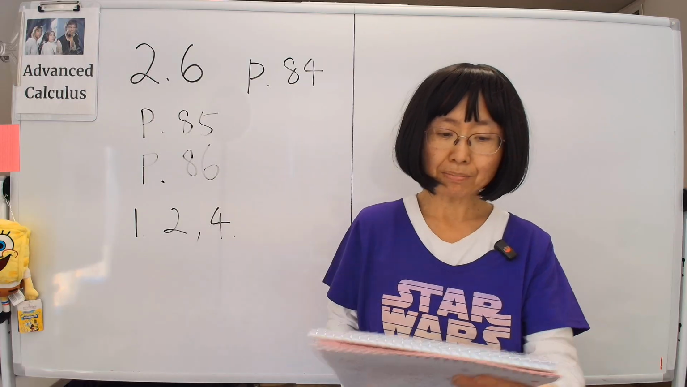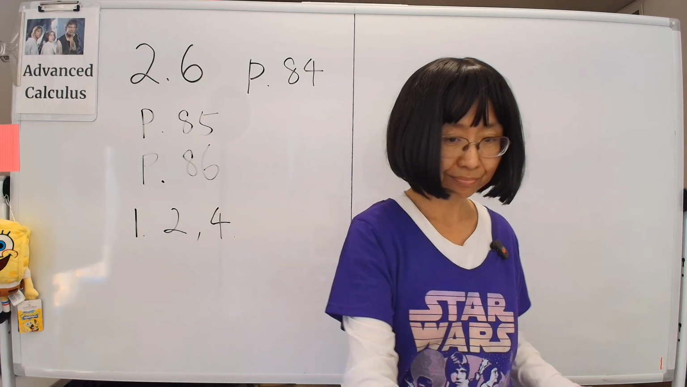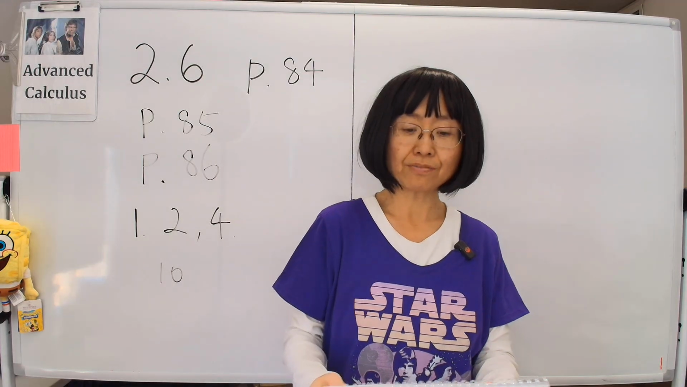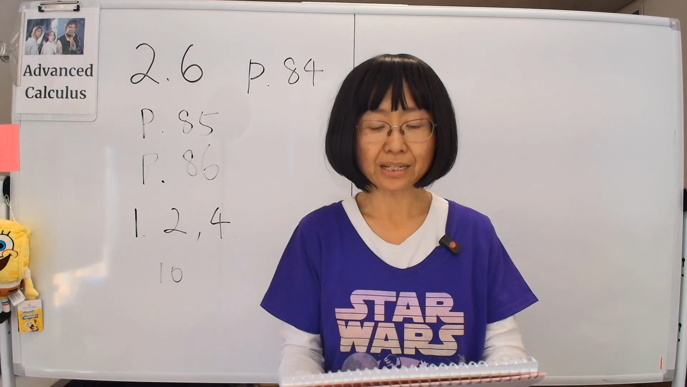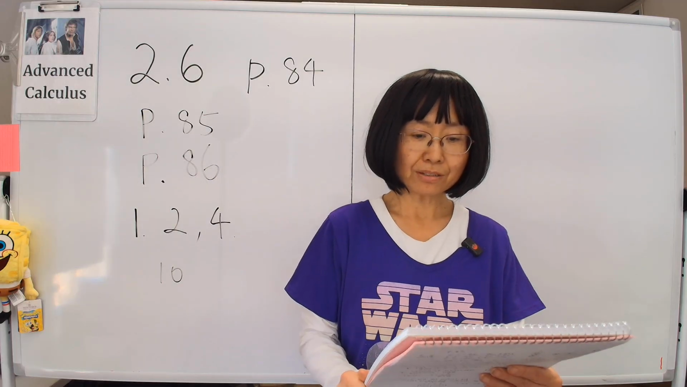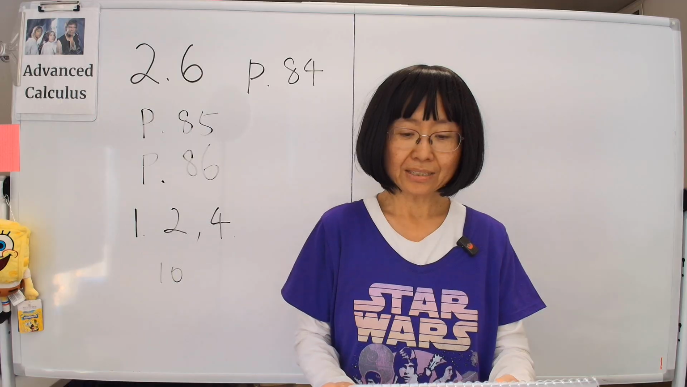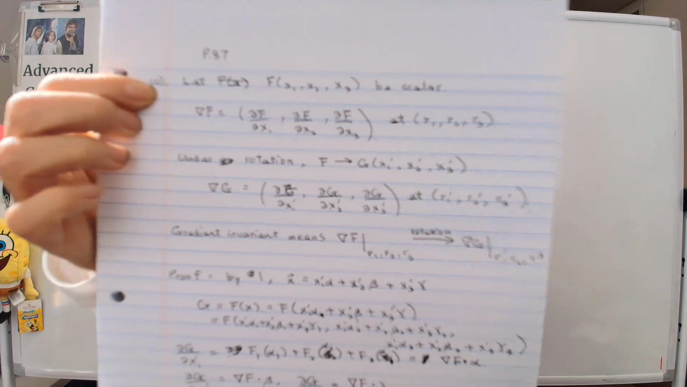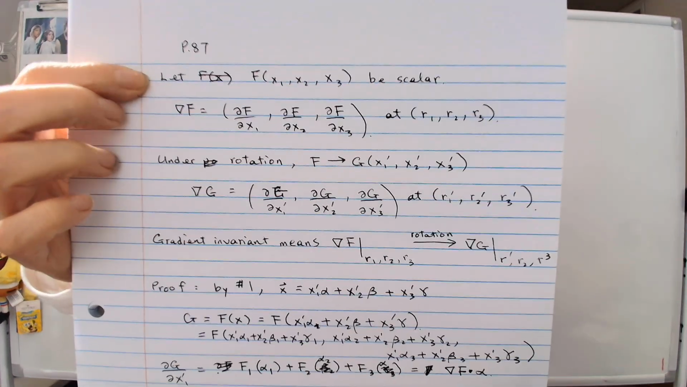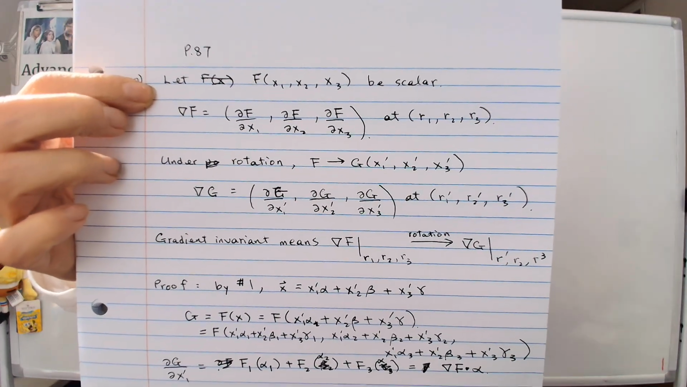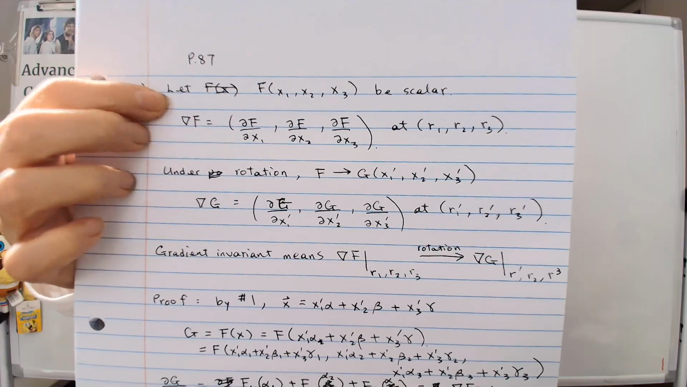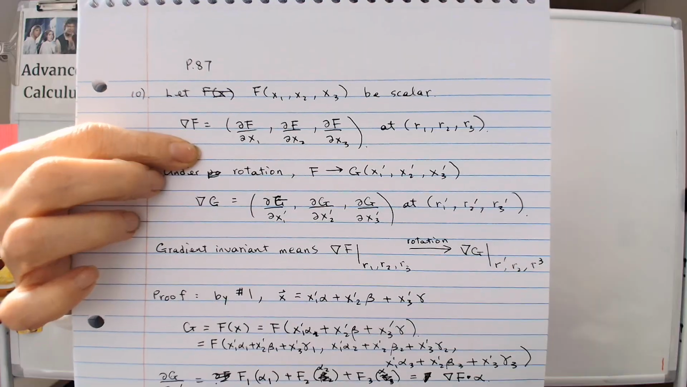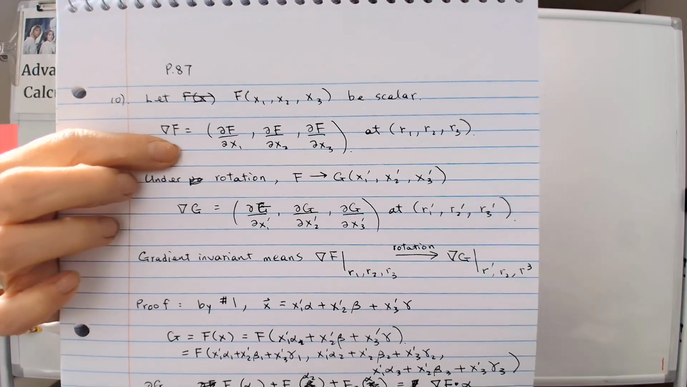And finally, problem 10. So problem 10 wants us to prove that the gradient of a scalar function is invariant during rotation. Now first we need to figure out what that means exactly. It just means that, let's say we have a function that is scalar and has 3 variables. It takes a vector, well, it's not really a vector, it just has 3 variables. But anyway, the gradient of f is defined as thus, and we'll define it at some point, r1, r2, r3.